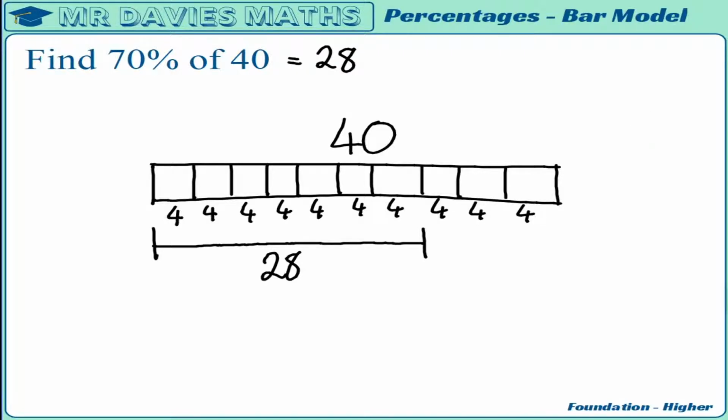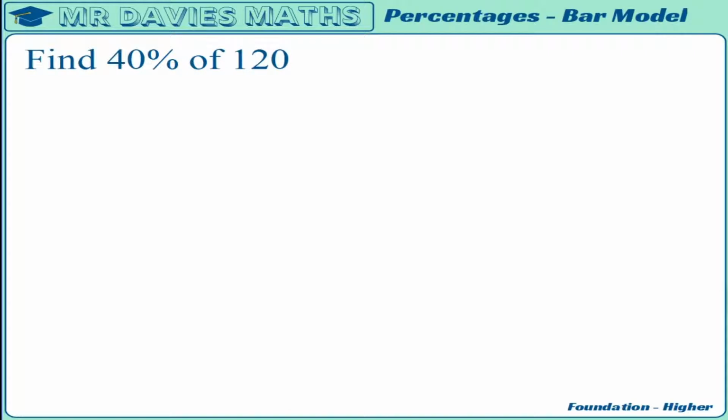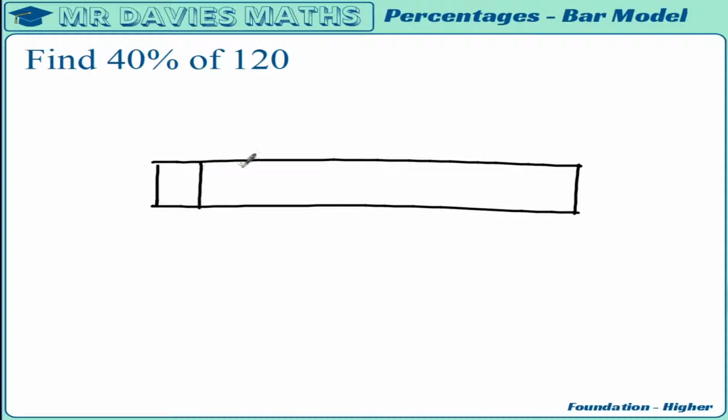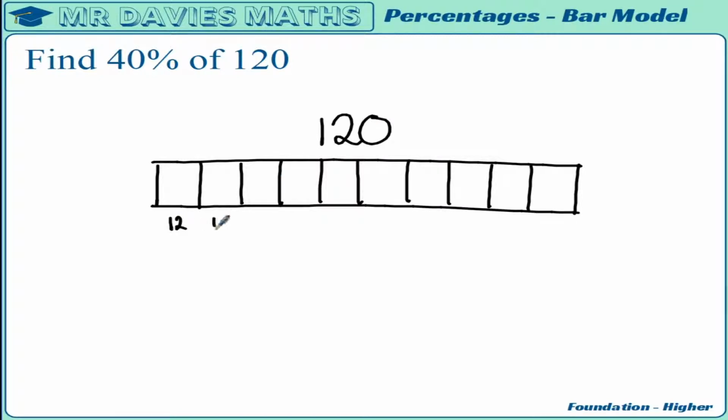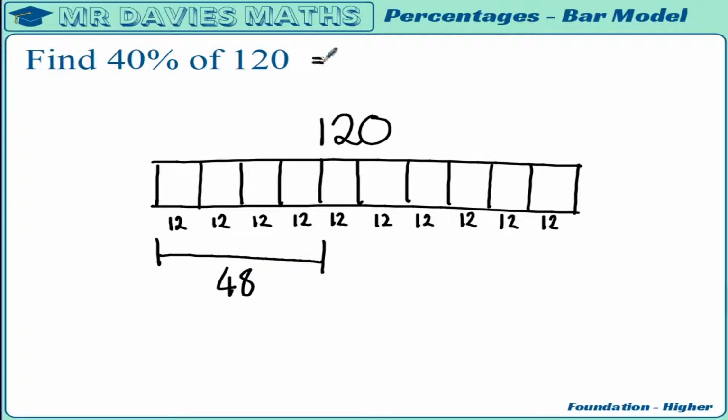Next question. What is 40% of 120? Again, starting off with the bar. I've got 120. If I share that into these groups, there's 10 groups. 120 shared by 10 is 12 in each group. This time I need 40%, so I only need 4 of those boxes. So therefore I've got 12 plus 12 plus 12 plus 12 is 48. And there is my answer, 48.